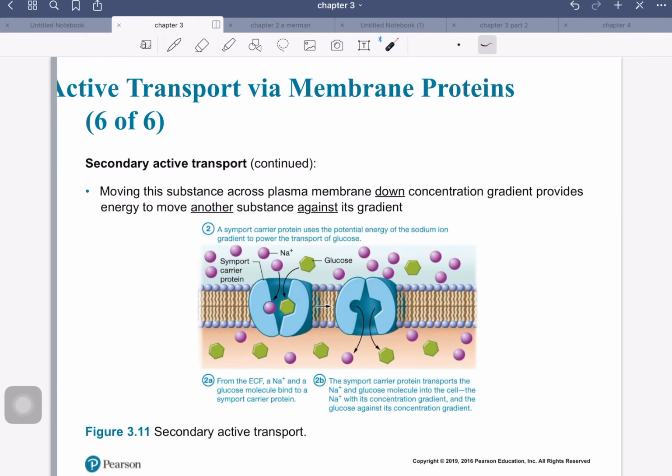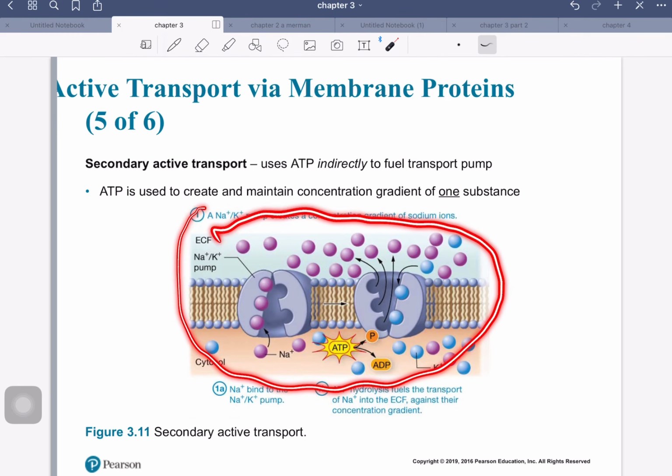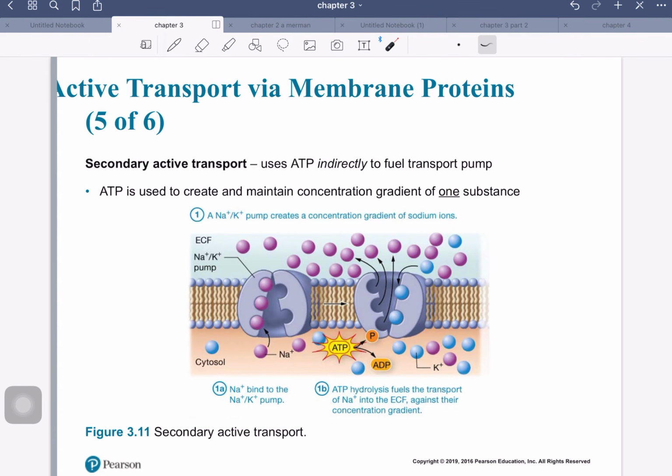Okay. Now what happens is I can use something like the sodium potassium pump, right? Every time I run the sodium potassium pump, I'm going to put more sodium out here. Okay, so I spent energy using the sodium potassium pump, which is active transport. So I've set up the condition that there is a lot of sodium here. Did I use energy setting up that condition? Yes, I did. And this was primary active transport that set that up.